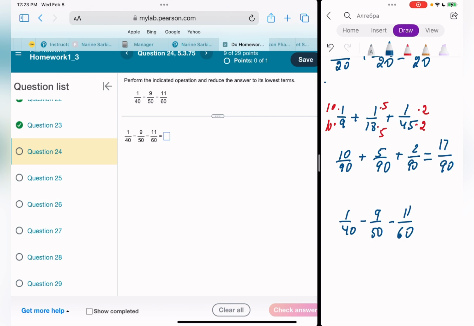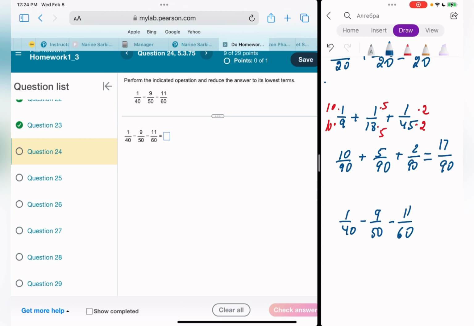Now multiply by 5, 300. Okay, 300, can I divide by 40? I'm getting 7.5, so I cannot. Which means I'm going to go by 6, 360. 60 times 6, 360. By 40 it will be divisible. By 50, it's not divisible. So, by 7, 420. Dividing by 50, it's not divisible.